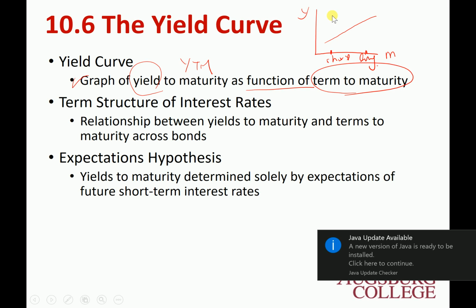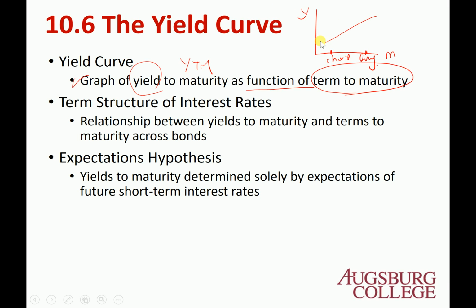And so the shape of the yield curve is also called the term structure. Term structure is the relationship between the YTM and the terms to maturity across the bonds. So the hypothesis we can make is called the expectations hypothesis. YTM is determined by the expectations of the future short-term interest rate.